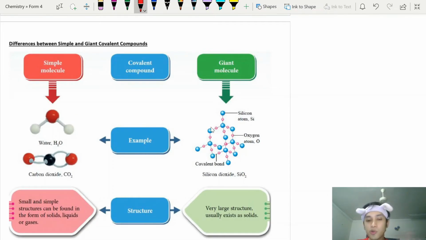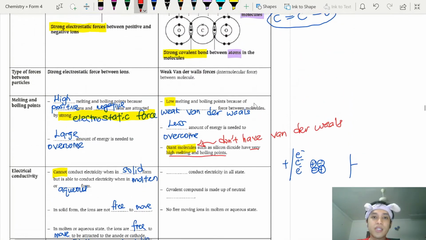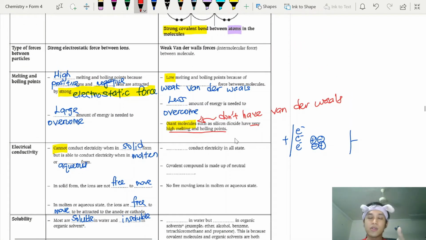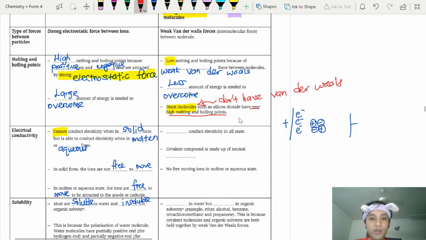Since they are super duper big, basically the van der Waals forces are not really being considered inside that. So we can say that they don't have van der Waals forces in giant molecules. Therefore, giant molecules have high melting and boiling points. Simple molecules will have low melting points because of the van der Waals forces. Giant molecules, high melting points. So just remember the differences.